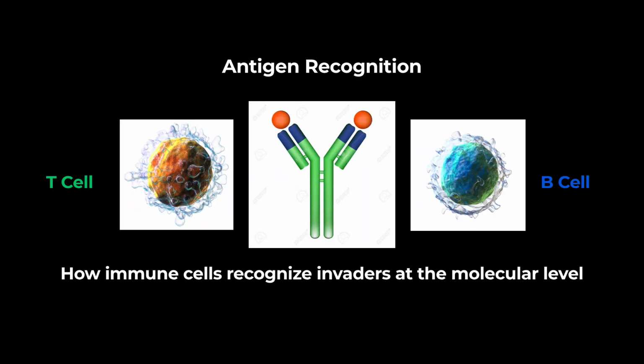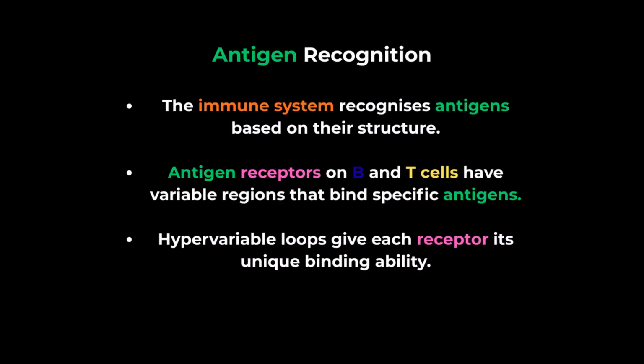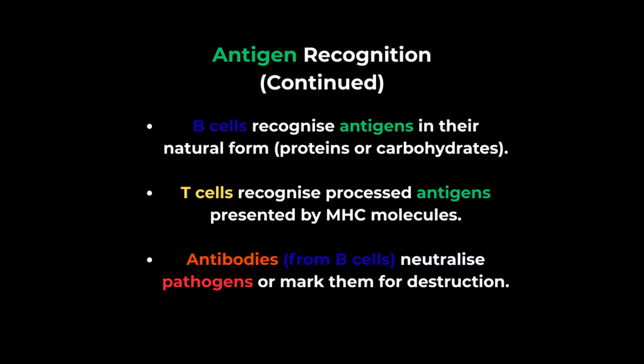So the way your immune system actually recognizes an antigen comes down to the structure. Antigen receptors have variable domains at their tips, and each antigen binding site has 2 of these domains. Within them are 3 hypervariable loops that are unique for the clone of each lymphocyte. These loops are what bind to antigens specifically. B cells usually recognize carbohydrate or protein antigens in their native form. Antibodies can then neutralize viruses, bacterial toxins, or mark bacteria for destruction by phagocytes.